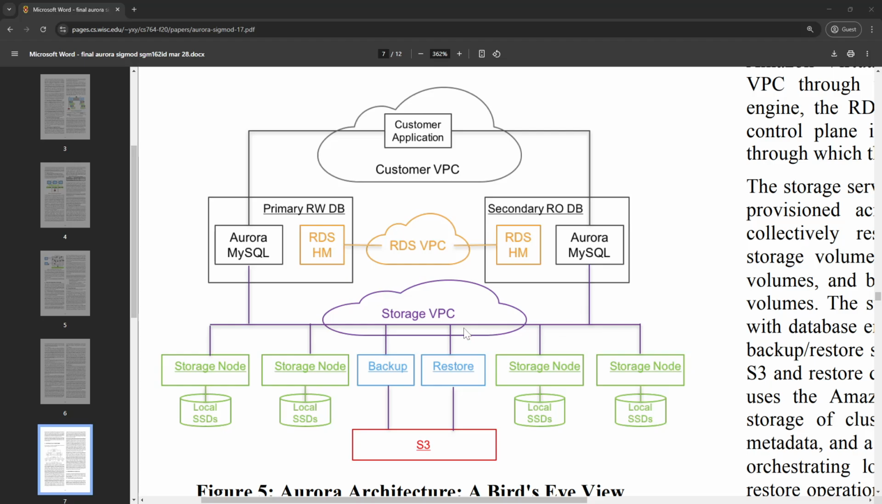Figure 5 shows S3 at the bottom in a red rectangle, a cloud labelled Storage VPC, a cloud labelled RDS VPC, and a cloud at the top labelled the Customer VPC. The customer application is in a rectangle within the Customer VPC. The RDS VPC contains or has links to a primary read-write database and a secondary read-only database.